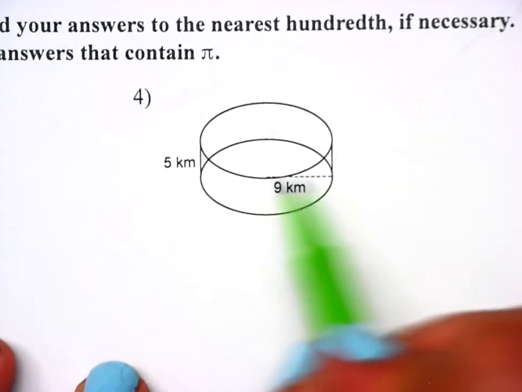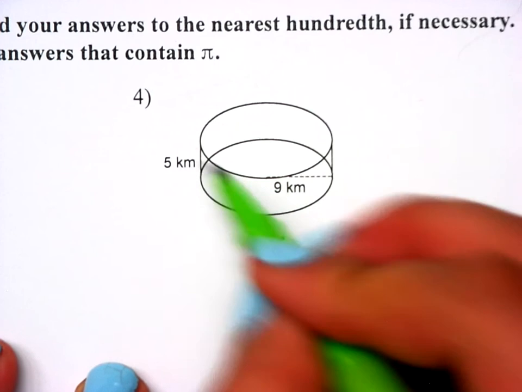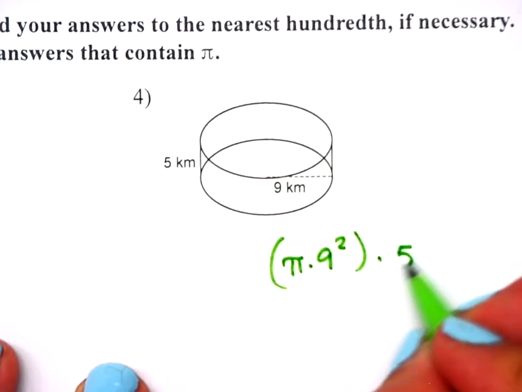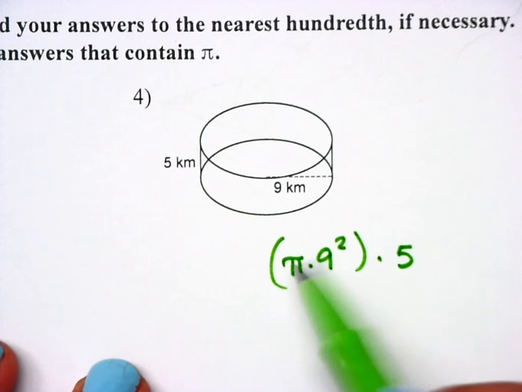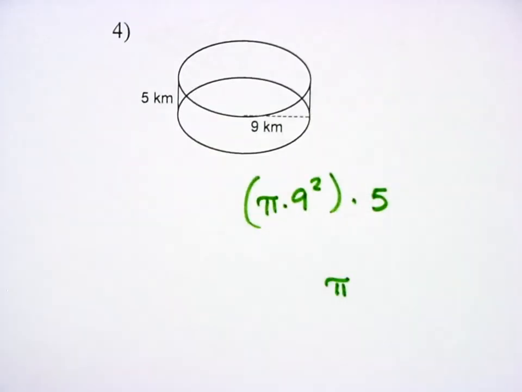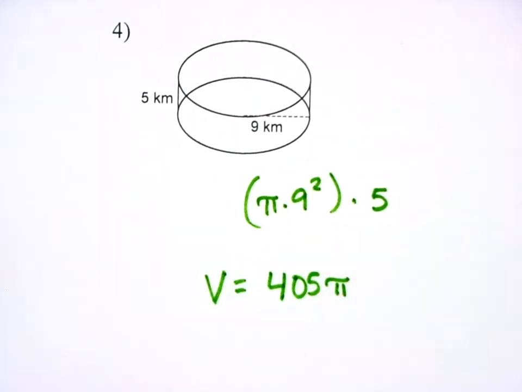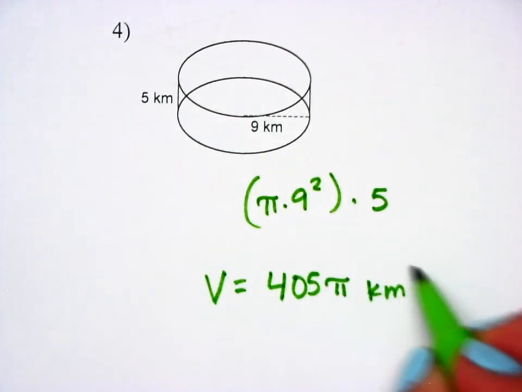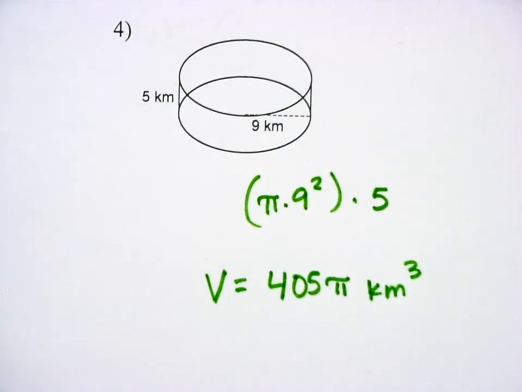And one more in terms of pi. So we've got a radius of 9. So I've got pi times 9 squared. And then this height is 5. So on my calculator, I'm just going to do 9 squared times 5 and then write pi. So I've got 81 times 5. My answer is 405 pi kilometers cubed. So that's pretty much it for cylinders. Just be careful with diameters versus radii, and you should be okay.